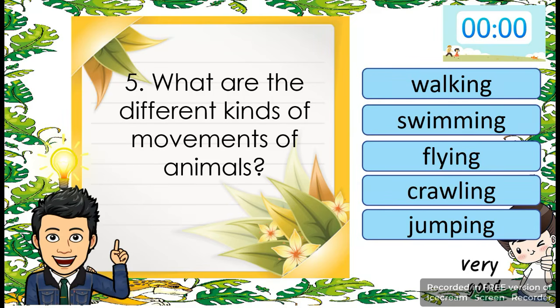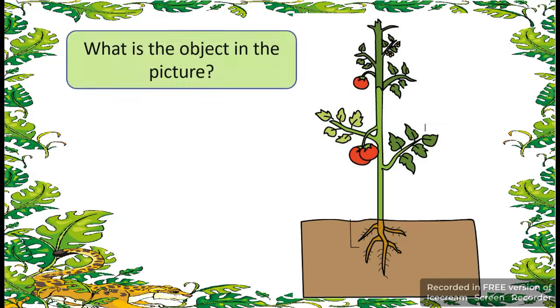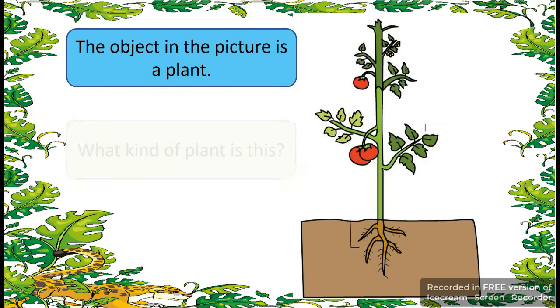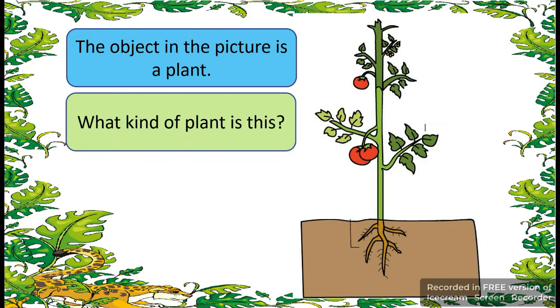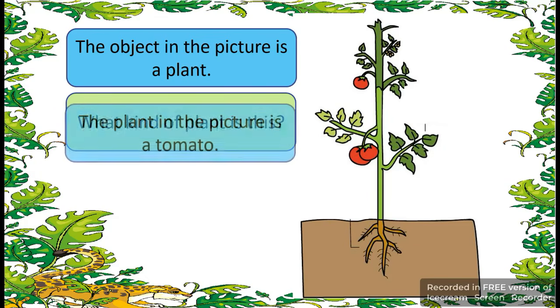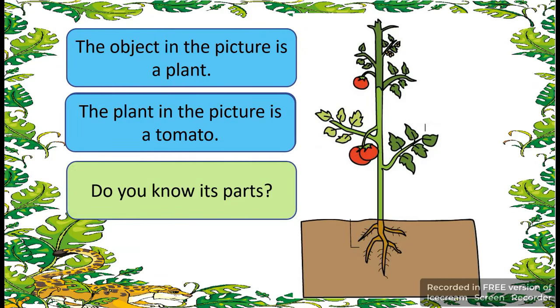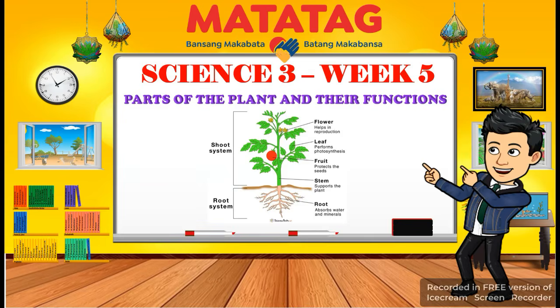Good job, kids! What is the object in the picture? The object in the picture is a plant. What kind of a plant is this? The plant in the picture is a tomato plant. Do you know its parts? Today, we will discuss the parts of the plant and their function.